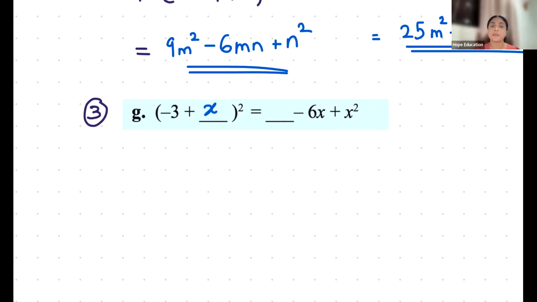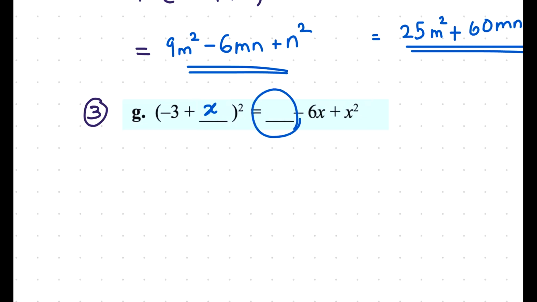Then what comes here? 9. Okay. Others? Alia says 9. Others? Shahnaz also says 9. Shweta says 9. Okay, great.